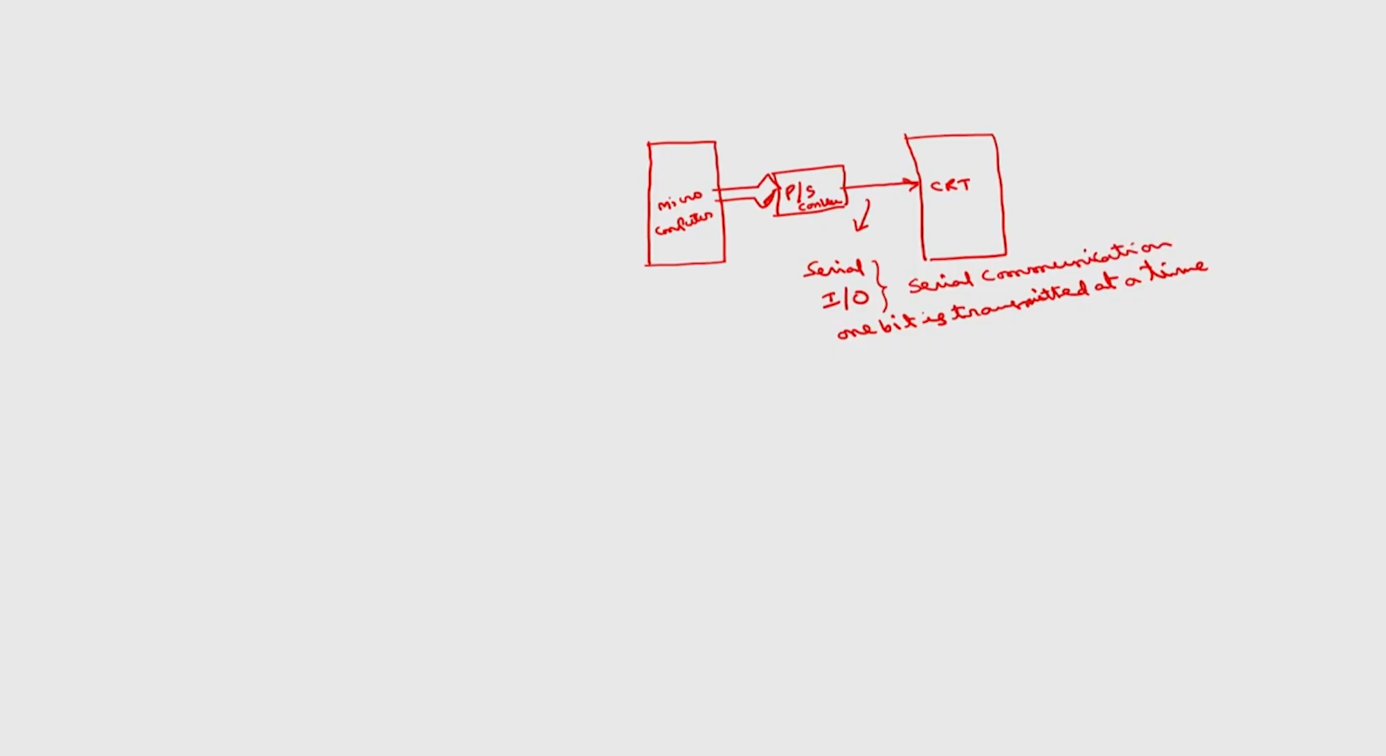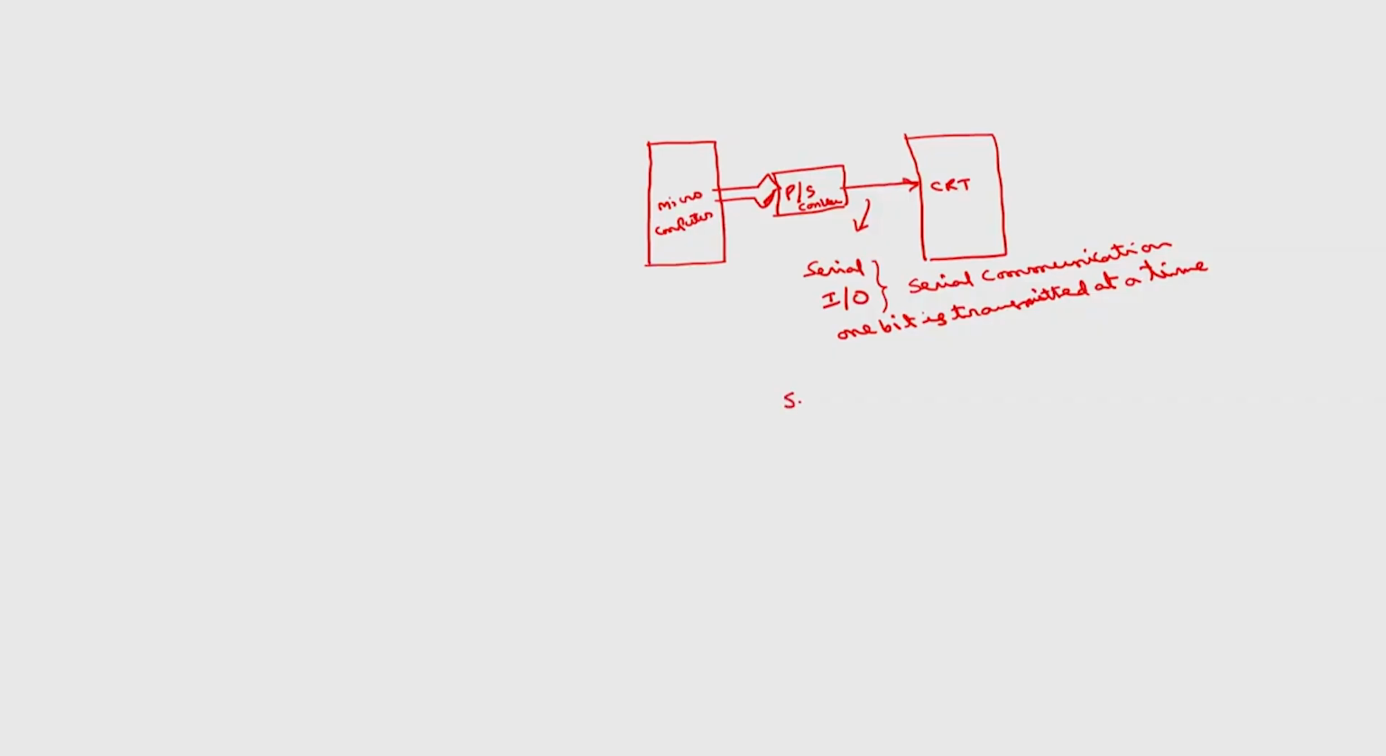There are different types of serial I/O. Basically, we need serial I/O in many applications. So, we have to convert the microprocessor's parallel data into serial, and then perform the serial communication. Serial communication can be broadly classified into two categories: synchronous serial communication and asynchronous serial communication.